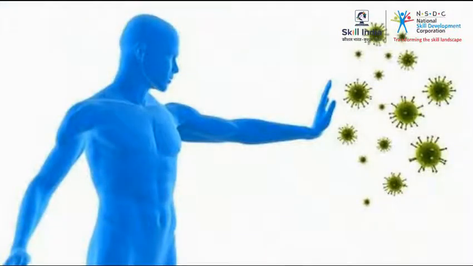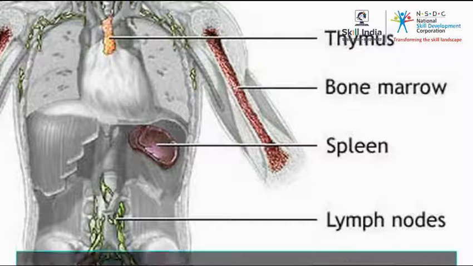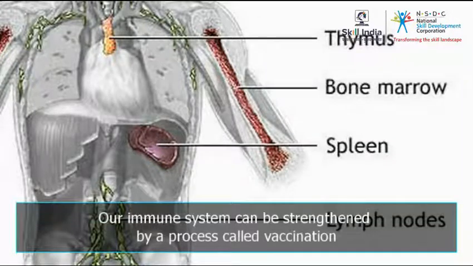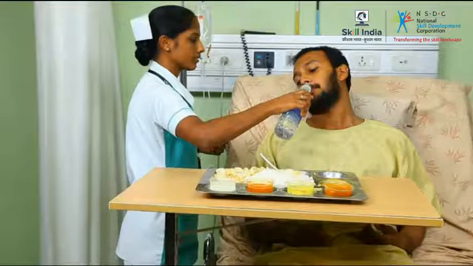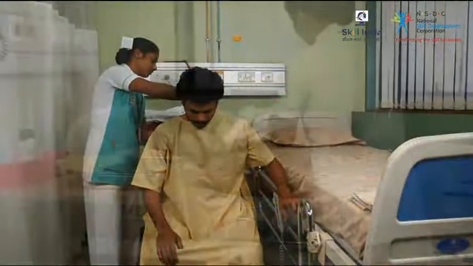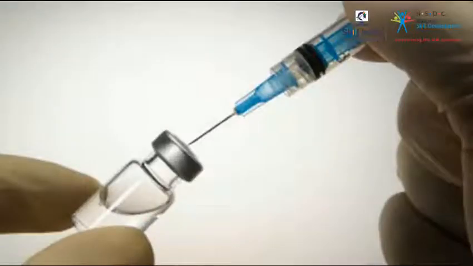Bacterial and viral infections can be prevented by strengthening our immune system. Our immune system can be strengthened by a process called vaccination. Since you are exposed to a wide variety of infections in the hospital, it is important for you to get vaccinated. What is vaccination? How do we get vaccinated? Let us look at it in detail.